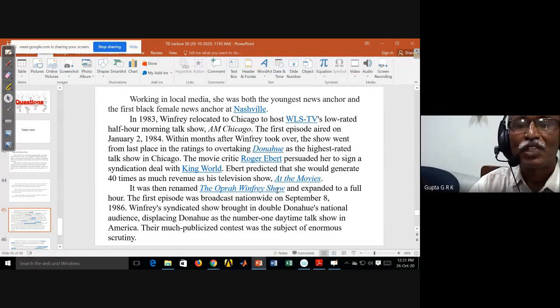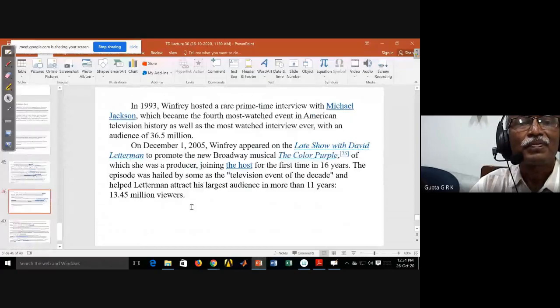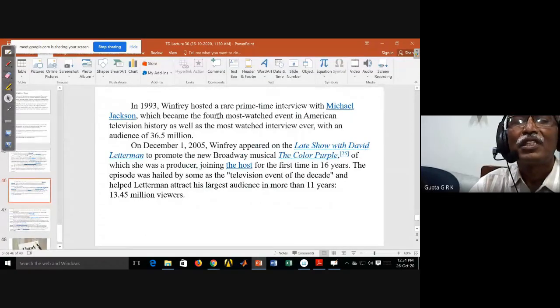She is very famous with this particular show name, the Oprah Winfrey Show, and it expanded to a full hour. The first episode was broadcast nationwide on September 8, 1986. Winfrey's syndicated show brought in double Donahue's national audience, displacing Donahue as the number one talk show in America. Their much publicized contest was the subject of enormous scrutiny. In 1993, Winfrey hosted a rare primetime interview with Michael Jackson, which became the 4th most watched event in American television history, as well as the most watched interview ever, with an audience of 36.5 million.